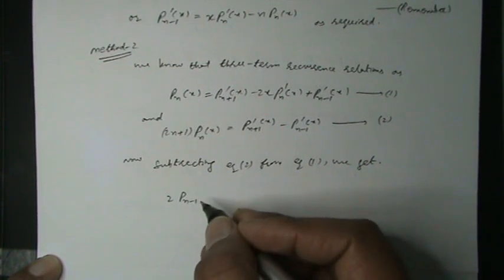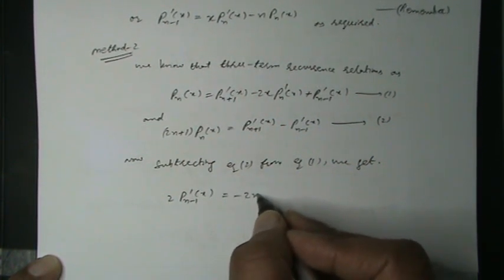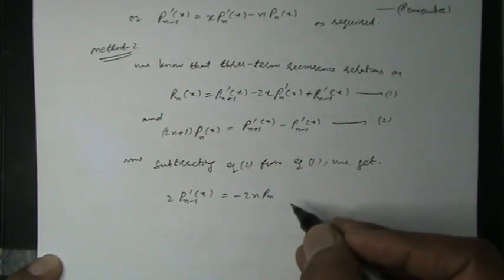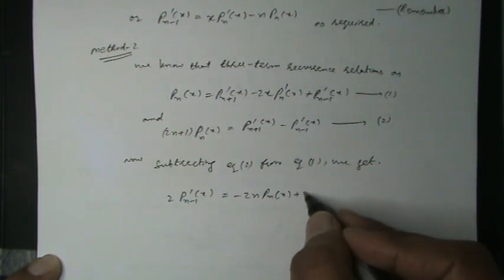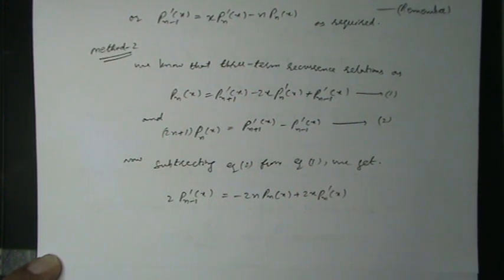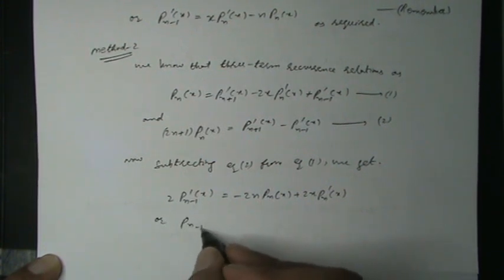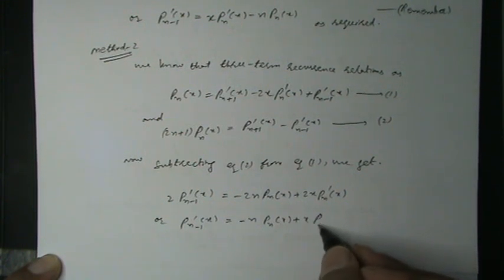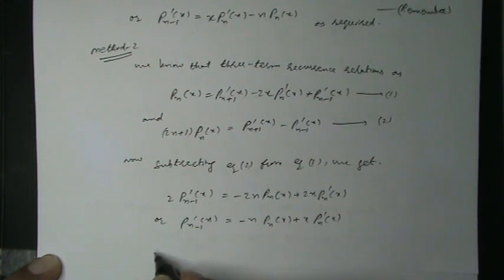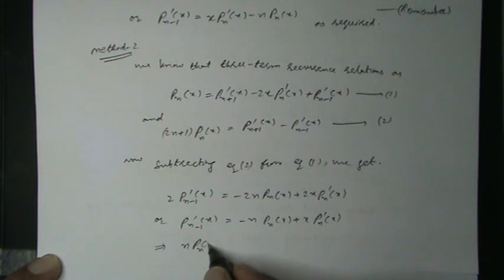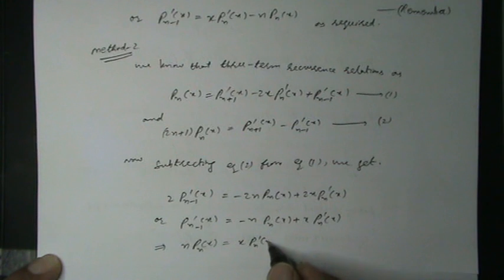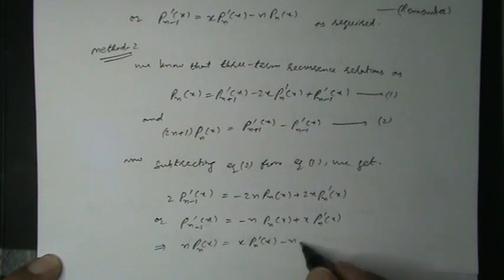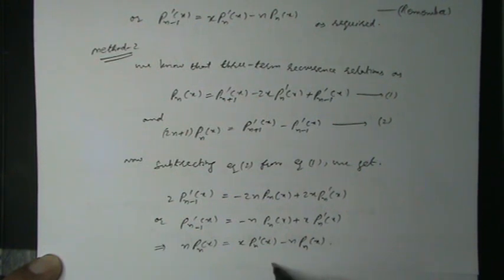2Pn minus 1 dash (x) equal to minus 2n Pn(x) plus 2x Pn dash (x). Dividing by 2, Pn minus 1 dash (x) equal to minus n Pn(x) plus x Pn dash (x), or it can be written as n Pn(x) equal to x Pn dash (x) minus Pn minus 1 dash (x), as required.